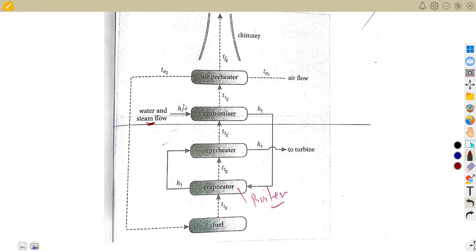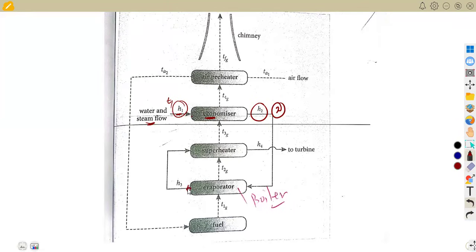So into the economizer, H1 is entering at temperature T1, where H1 is the enthalpy of water, and H2 also we are having the water. This is the economizer. So from the economizer, where is it going? It goes to the evaporator. So this H2 is the entry to the evaporator at a temperature T2.